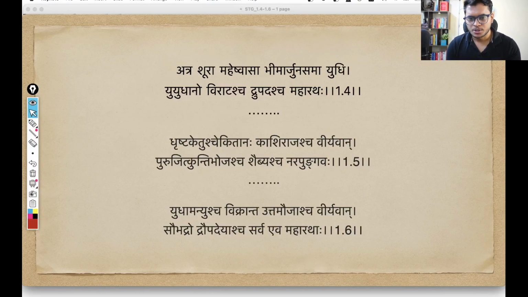So again, as you can see on my screen, I have all those 3 shlokas ready with me. These are the 4th, 5th and 6th shloka from the Bhagavad Gita, and again we are doing it together. So let me quickly go through the shlokas once.